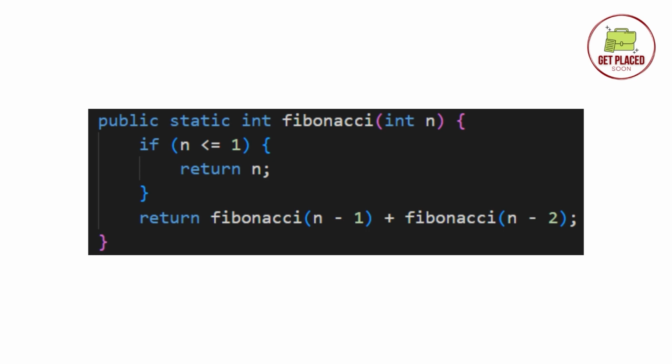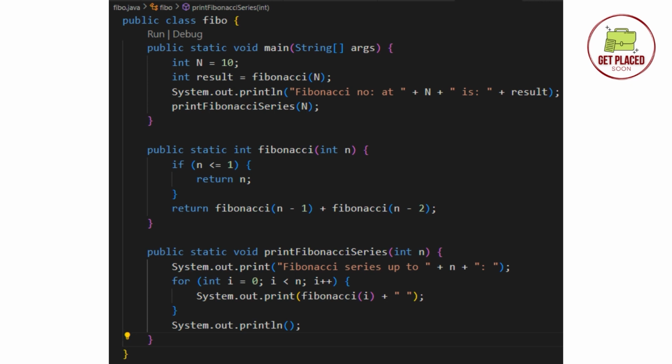Now let's see the whole code. In the main function, we are giving the input n equal to 10, and we are creating a result variable and passing that n value to the Fibonacci function. Now we are printing the necessary things. After that, we come into the Fibonacci function. We have already discussed the Fibonacci function in the previous slide. From this function, we get the nth Fibonacci number value.